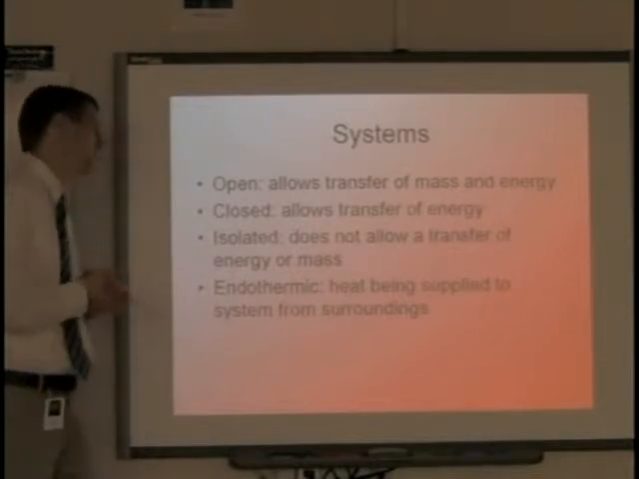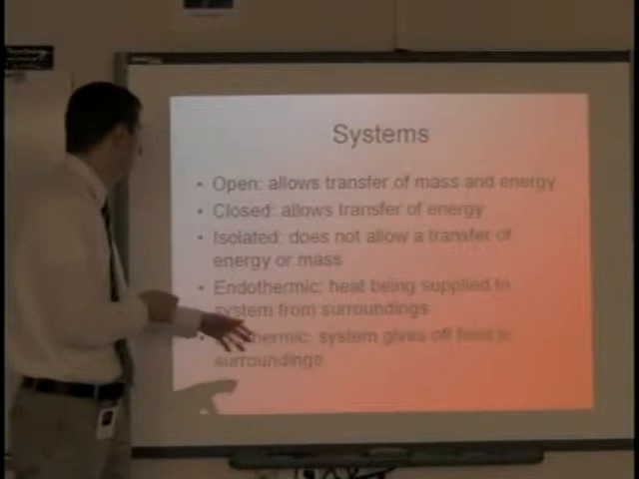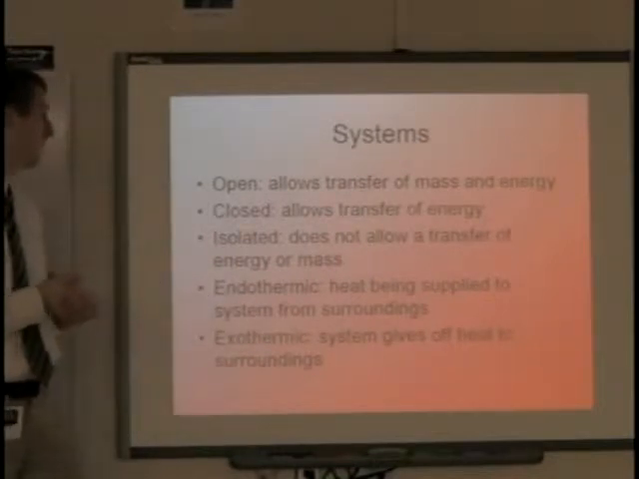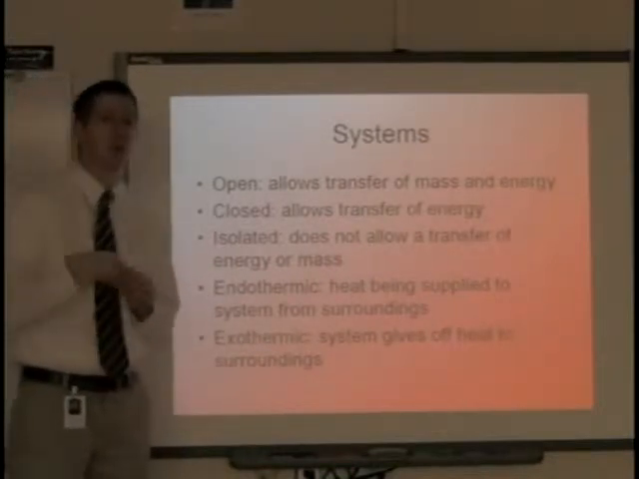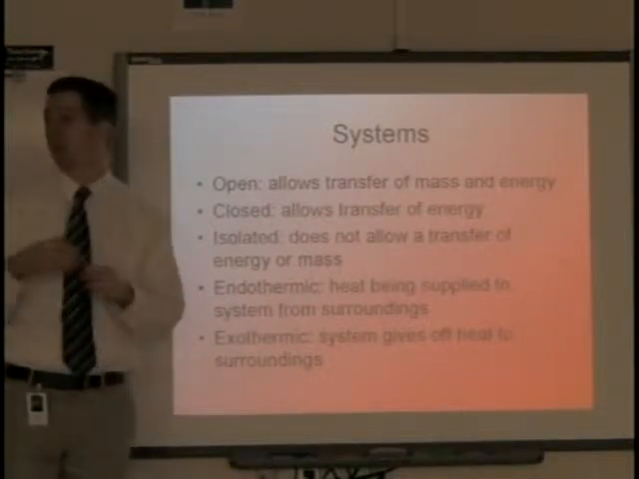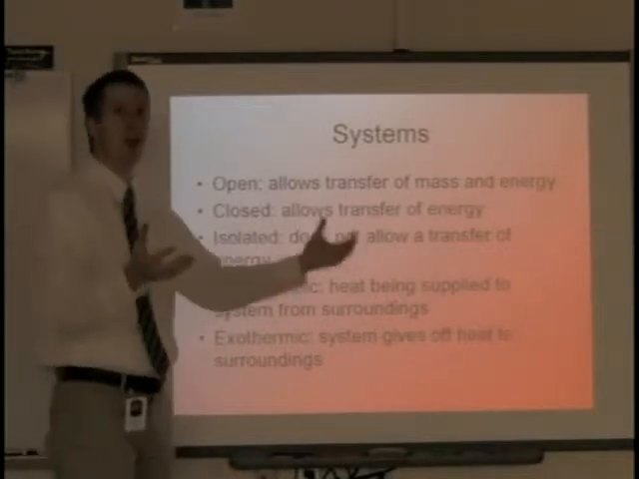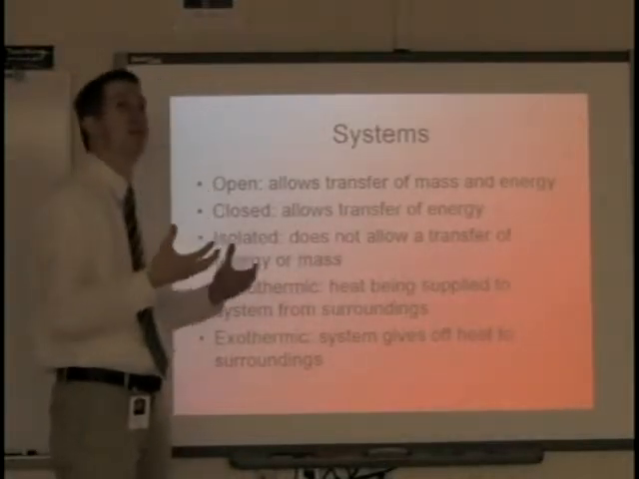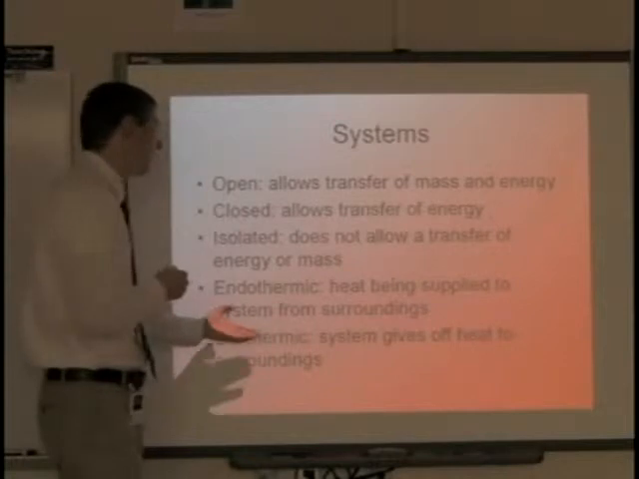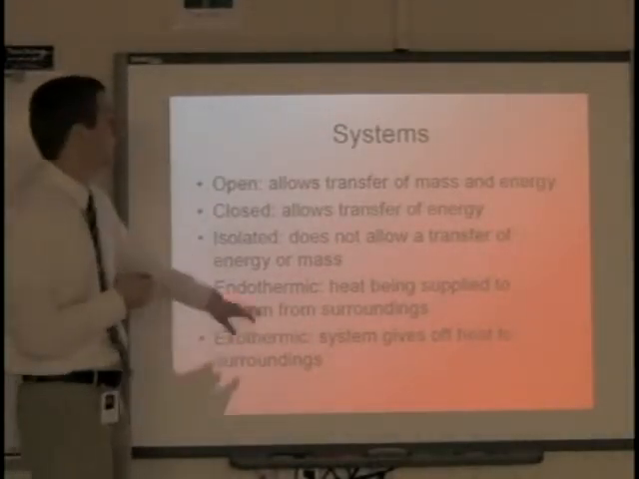Endothermic process is when heat is being supplied to the system from the surroundings. And then an exothermic is the system gives off heat to the surroundings. One of the things we're going to be going over in a little bit is a value called delta H to represent what we refer to as enthalpy. And in an endothermic system, when you take in heat from the outside, that's a positive delta H. Exothermic is the system giving off to the surroundings, that is a negative delta H.